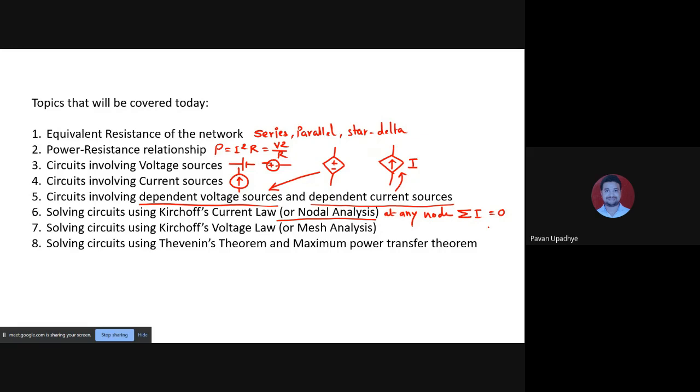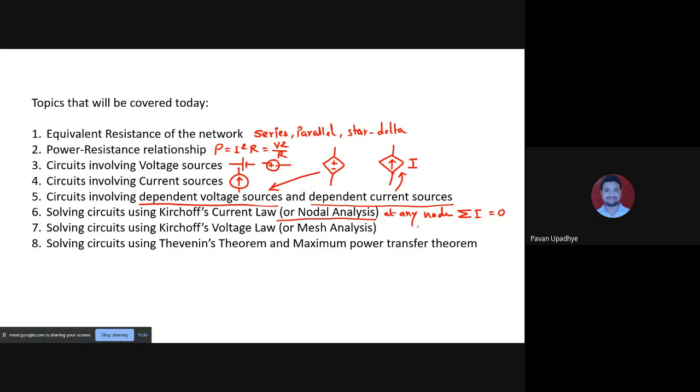Because the word algebraic sum is important, we have to distinguish between the incoming currents and outgoing currents. How does the distinction take place? We call outgoing currents negative currents and incoming currents positive currents. The reverse is also okay. If we take outgoing currents as positive, then incoming currents have to be taken negative, and the reverse is also true.